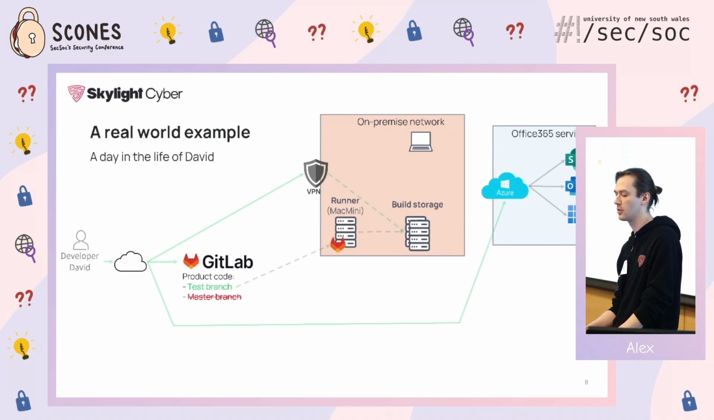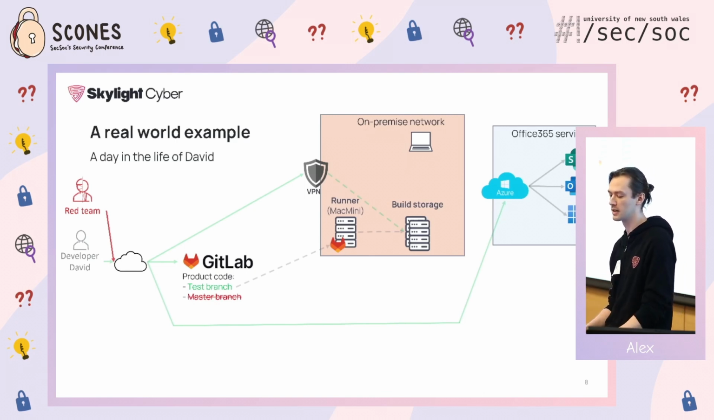We as attackers have come along, and we've compromised Dave's account. Dave, he's a great developer, but he sets terrible passwords. There's been a password leak somewhere else, and it turns out he uses the same password. And this is a simplified version of what we did, but more or less this is what happened.